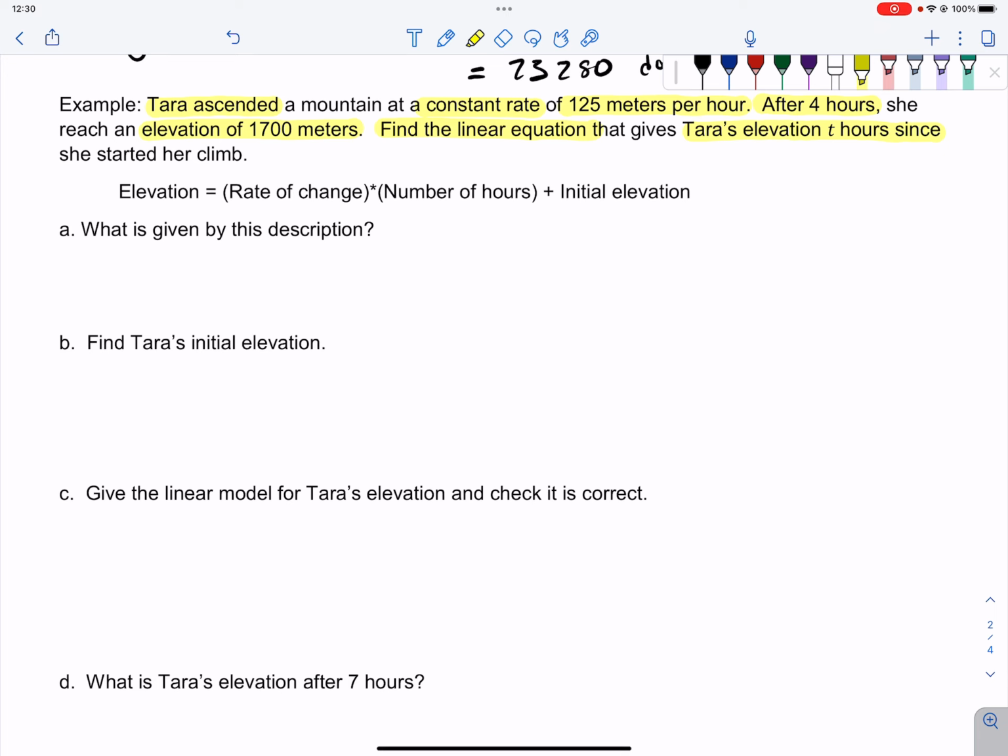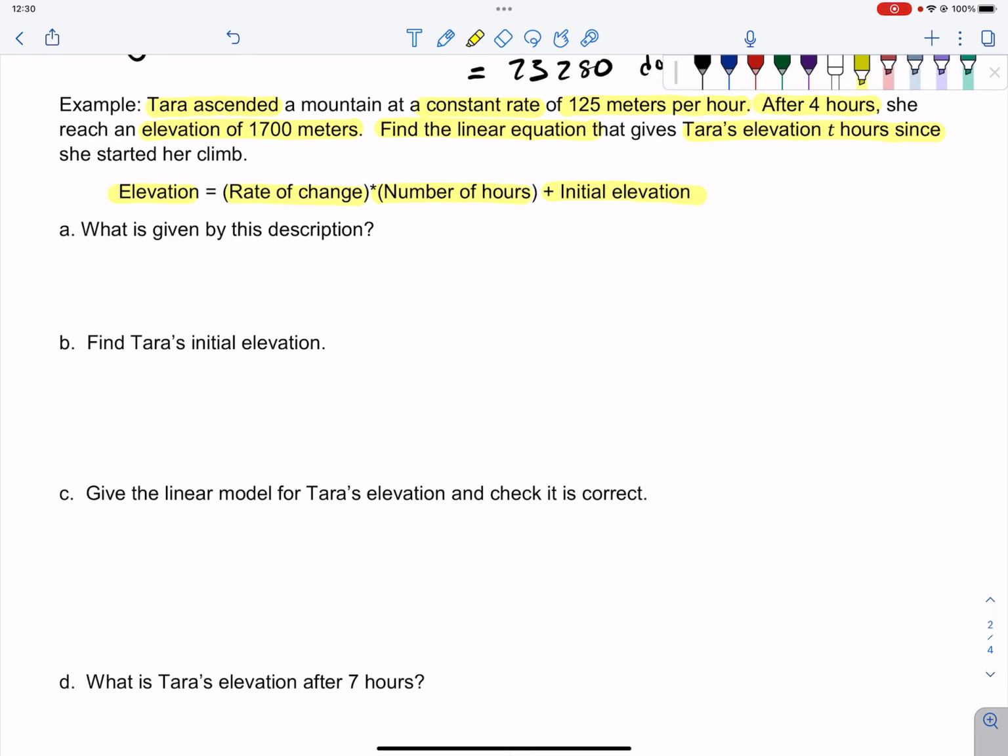We can do this by saying our elevation is equal to our rate of change multiplied by the number of hours that have gone by, and then adding on the initial elevation to that.